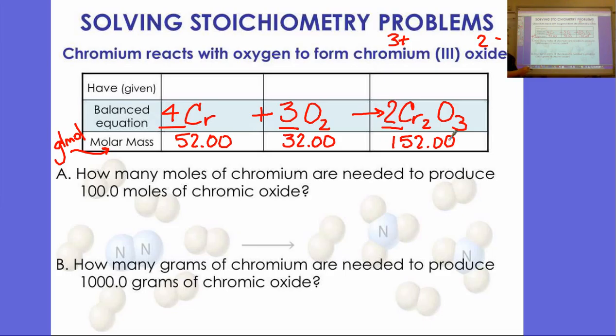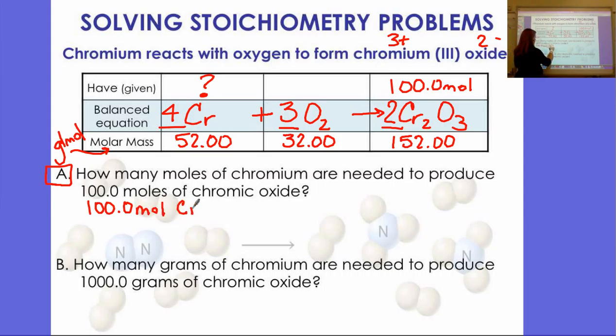So, how much do I have? What am I given? I'm going to solve part A. How many moles of chromium? So I'm solving for moles of chromium. That's my unknown. I don't know how many moles I have. How many moles of chromium are needed to produce 100 moles of chromic oxide? Where do I start? Always start with what you're given.